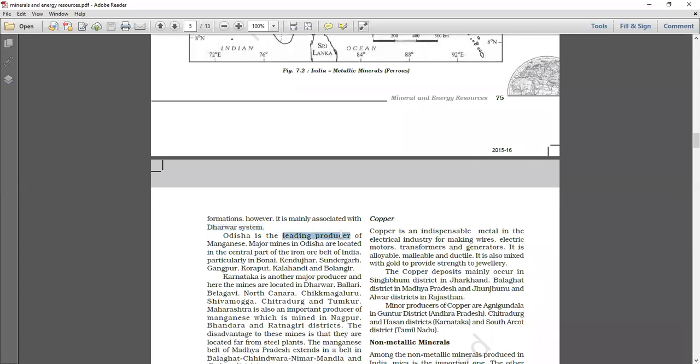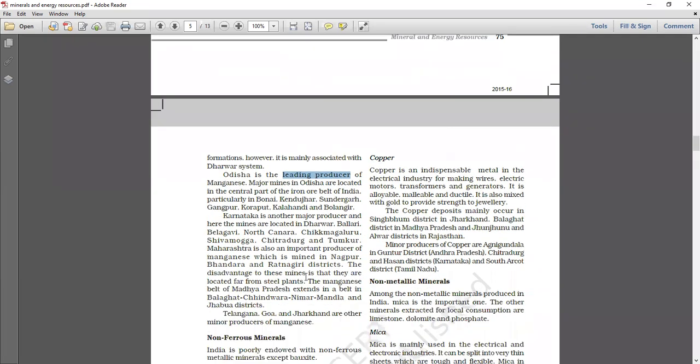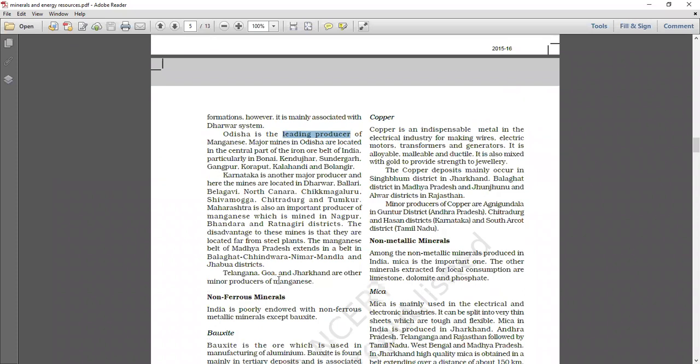Now, who is the leading producer of manganese? Odisha is the leading manganese producer of India. It is also found in Karnataka, Maharashtra, and Madhya Pradesh. It is also found in Telangana, Goa, and Jharkhand. Telangana, Goa, and Jharkhand are the minor producers. Minor producer here means that it is found in a very small quantity in Telangana, Goa, and Jharkhand.